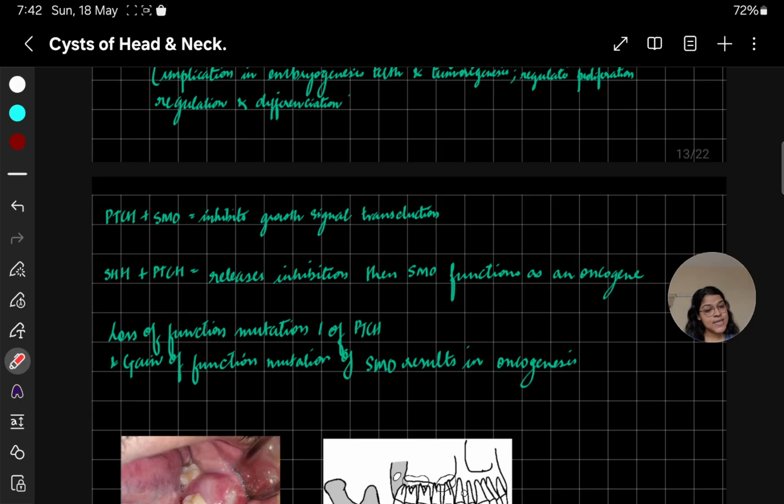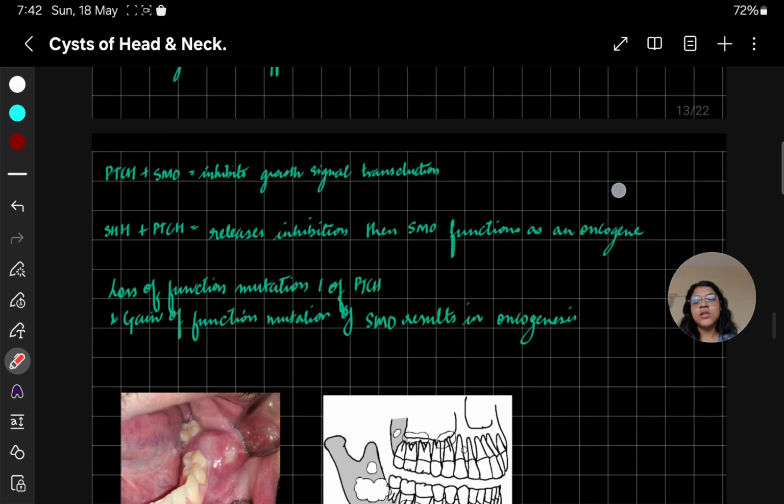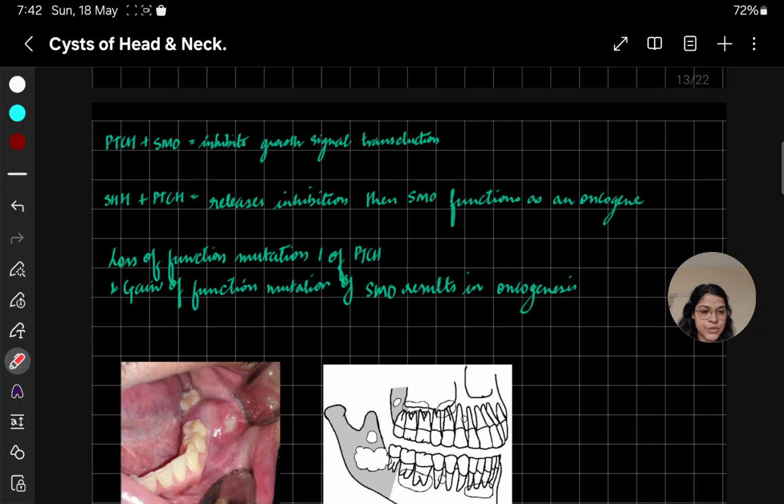Okay, and this releases SMO free. So SMO can now function as an oncogene, so it will cause a cyst. So there is a loss of function mutation of PTCH, and a gain of function mutation of SMO. Understood what I said? PTCH had to bind with SMO to do what? So that SHH can be regulated in a proper way, so that SMO will not cause any trouble, because SMO is an oncogene. But what happened is, there is a mutation in PTCH and SMO. In PTCH it will cause loss of function, and in SMO it caused gain of function and it resulted in oncogenes.